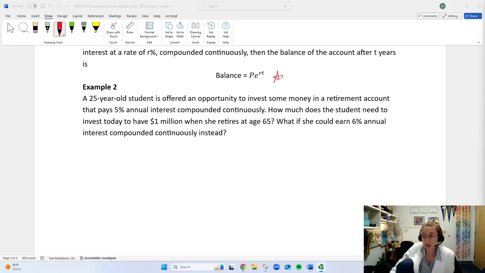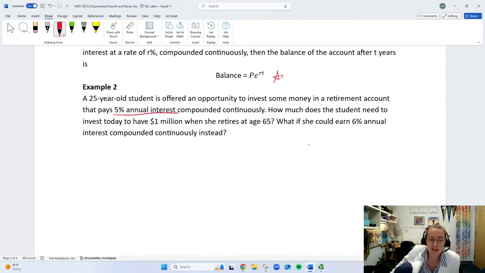So let's actually try using it in this example. We have a 25-year-old that is offered an opportunity to invest some money. That sounds great. Usually they're trying to borrow money at 25, and so that's the opposite of investing. But if you ever get an account that pays 10% annual interest, oh my gosh, it's really, really good. Stock market is between like 5 to 10% annual money that you get back.